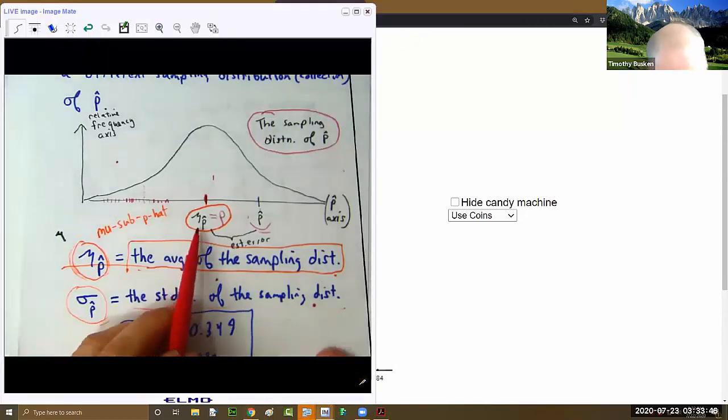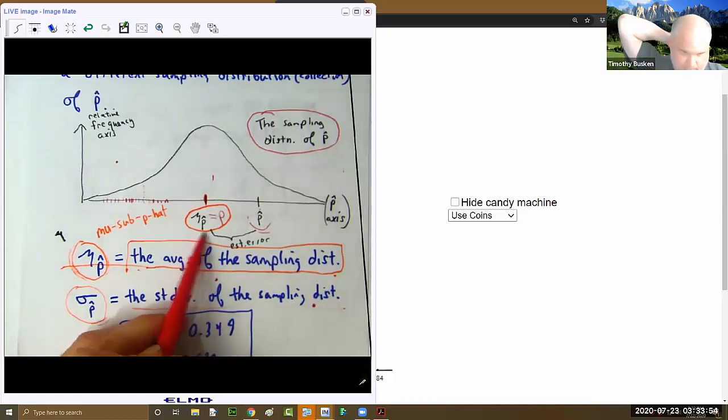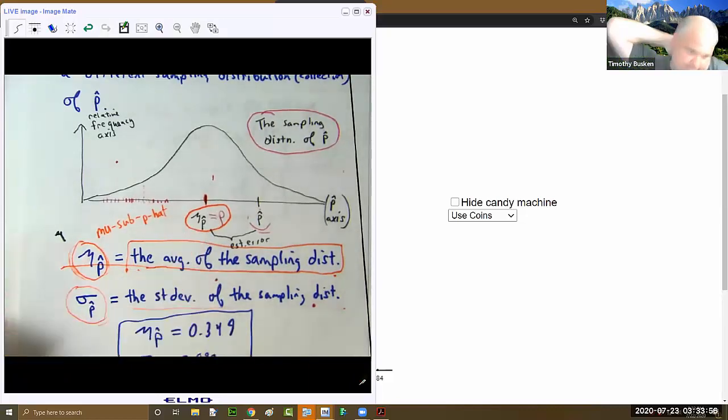And that normal curve will be centered at mu sub p hat, which is also equal to p. So the answer to your question is yes.